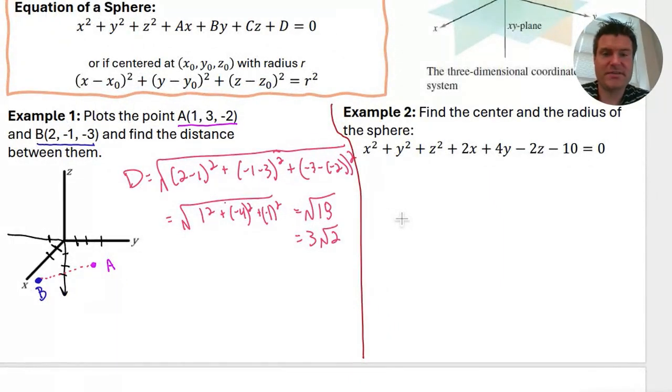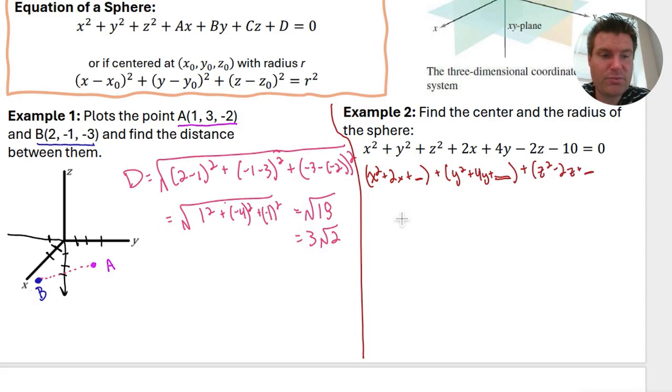I'm going to reorganize all this. I'm going to put all my x's together. So I'm going to go x squared plus 2x plus, put a blank right there for the next part to complete the square. Put all my y's together, plus y squared plus 4y plus double blank, that's a different blank size, plus z squared minus 2z plus one more blank right there. I'm going to go with triple blank.